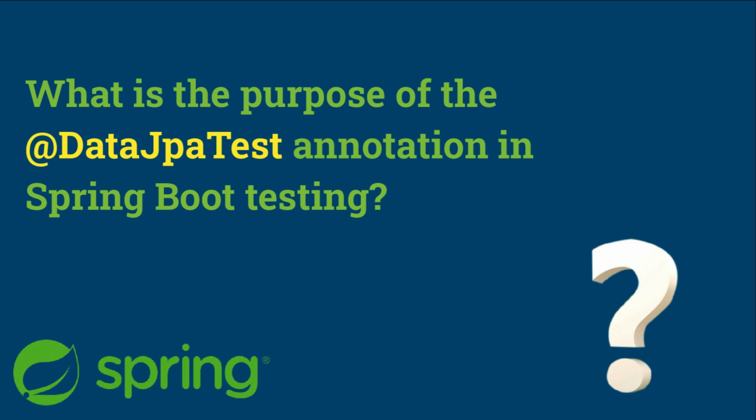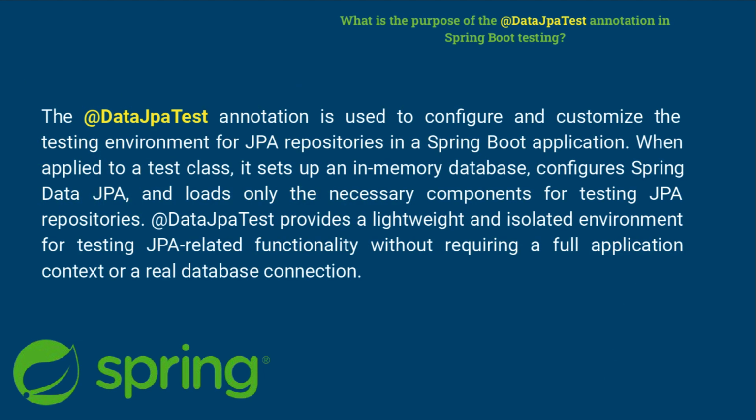Next question, what is the purpose of the data JPA test annotation in Spring Boot testing? The data JPA test annotation is used to configure and customize the testing environment for JPA repositories in a Spring Boot application. When applied to a test class, it sets up an in-memory database, configures Spring Data JPA, and loads only the necessary components for testing JPA repositories.